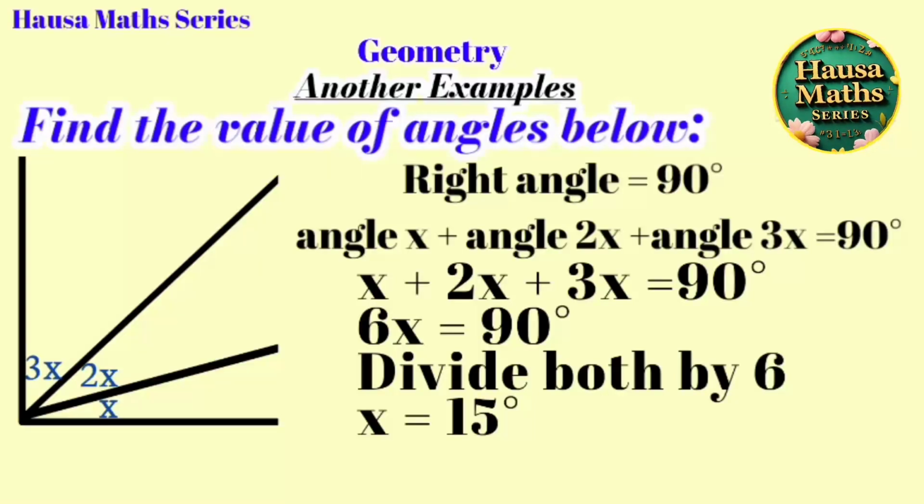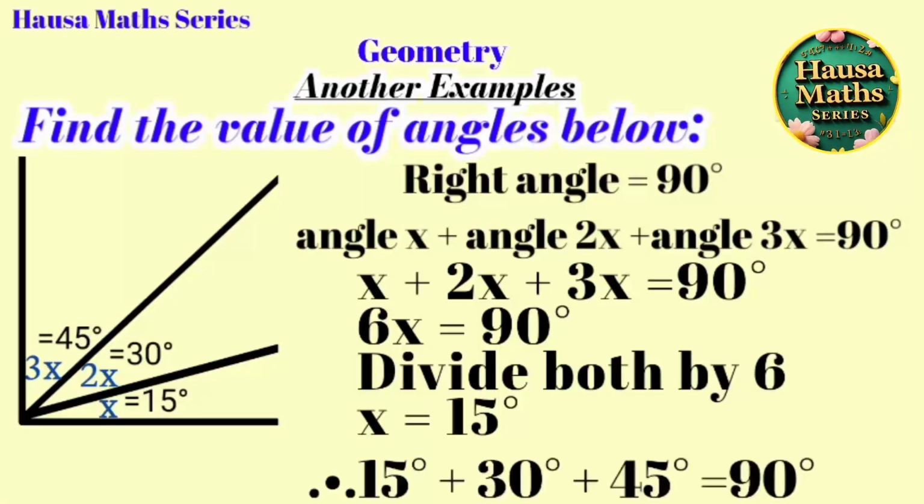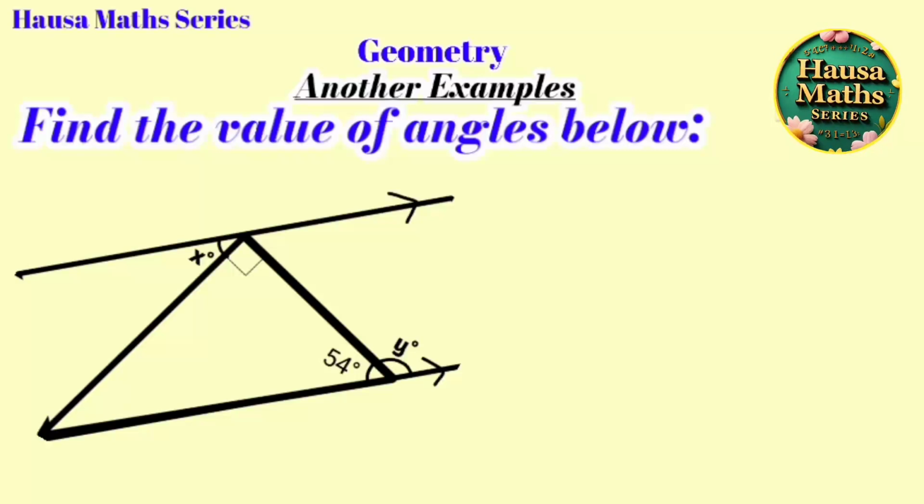When we simplify it, angle x is exactly 15 degrees and angle 2x is 30 degrees, while angle 3x is exactly 45 degrees. When you add 45 plus 30 plus 15, it is completely 90 degrees. So these are the values of these angles. Now we are going to the next one. This is another example.